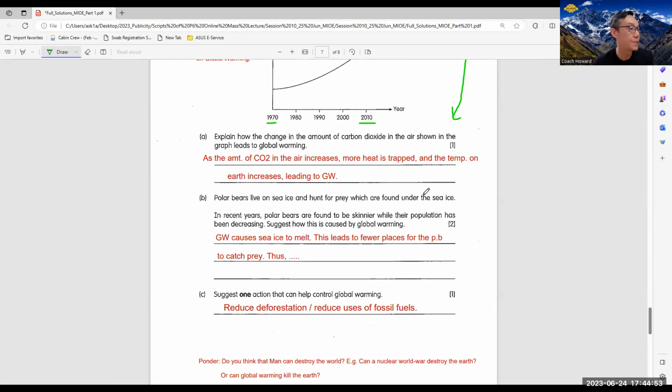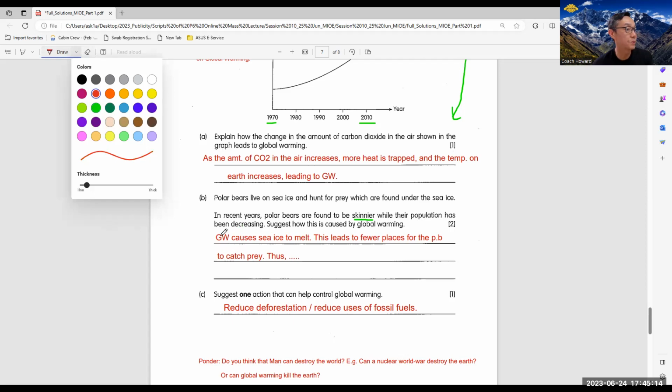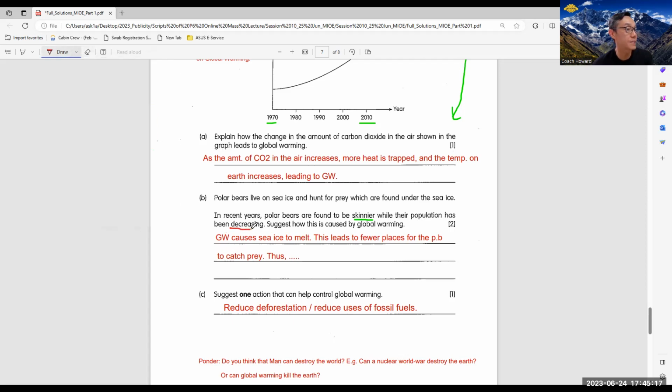Okay, next, part B. Polar bears live on sea ice and hunt for prey which are found under the sea ice. In recent years, polar bears are found to be skinnier, while the population has been decreasing. So skinnier means they eat less food, right? Or maybe they exercise more. Because if you exercise more, you also lose weight. Okay, you know why they exercise more? Because they have less sea ice to cling on to and drift along. They have to swim more often, so they use more calories. They lose weight.